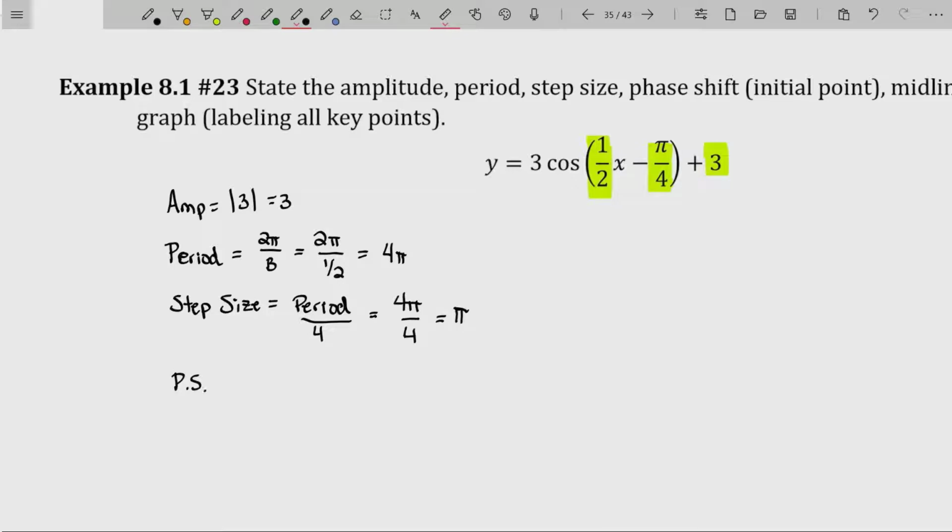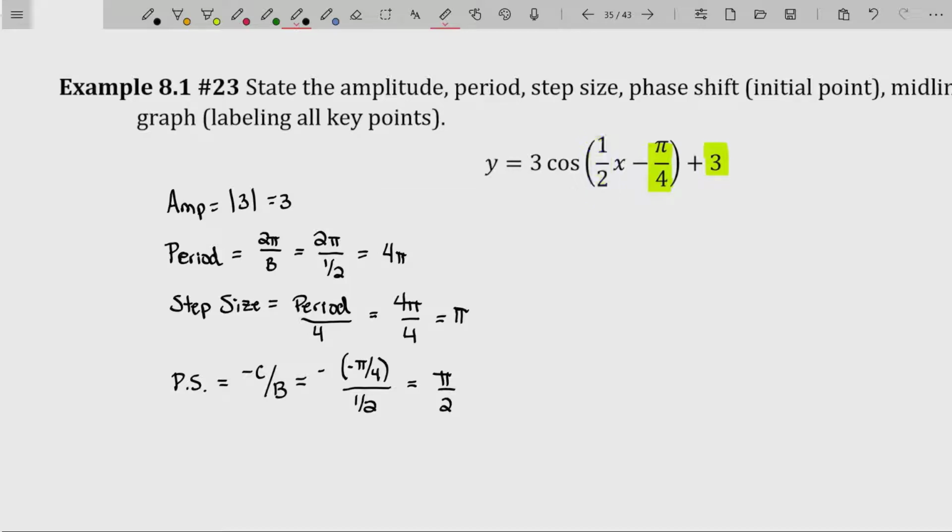phase shift. The phase shift is negative C over B. So it's negative pi over 4 over 1/2. And so this looks real messy to people, but luckily you should have reviewed simplifying compound rational expressions. So this is why you have to review that material, because it's critical. So negative times negative is positive. Multiply top and bottom by 4, and you'll get pi over 2. Pi over 2. You can do the arithmetic. I'm telling you, that's the answer. So pi over 2 is our phase shift.